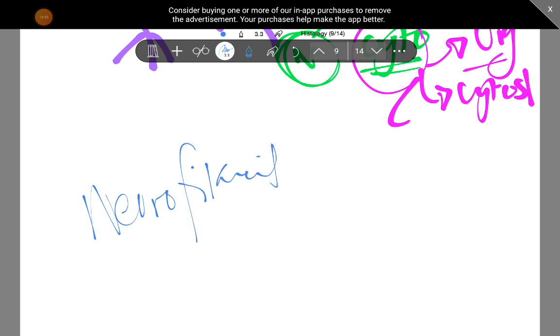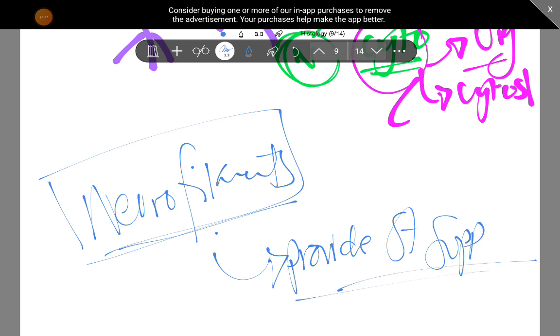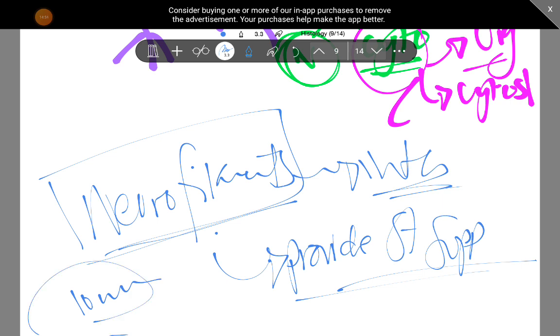One thing I need you to know about the neurofilaments is that they provide the structural support. Neurofilaments are basically intermediate filaments, about 10 nanometers in diameter. They are very, very abundant in the cell body and the processes of the neurons, and they work in providing the structural support.